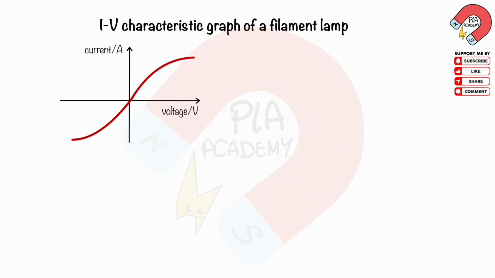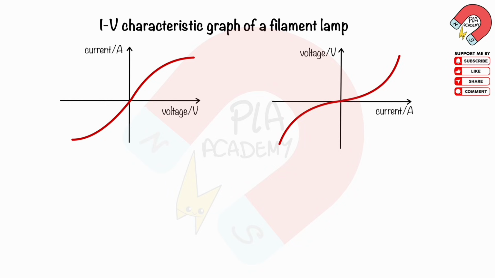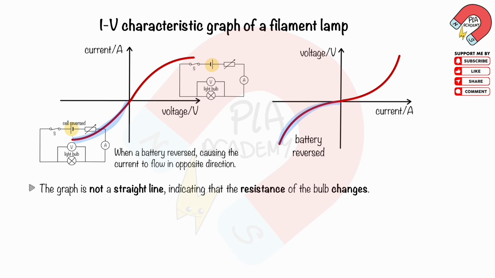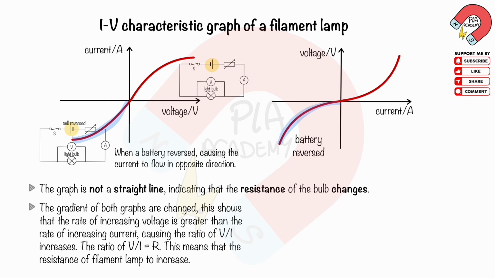IV characteristic graph of a filament lamp. The graph of current I in amperes against voltage V in volts is shown. The graph of voltage V in volts against current I in amperes is shown. The graph is not a straight line, indicating that the resistance of the bulb changes. In these sections of both graphs, the battery is reversed, causing the current to flow in the opposite direction. The gradient of both graphs changes.